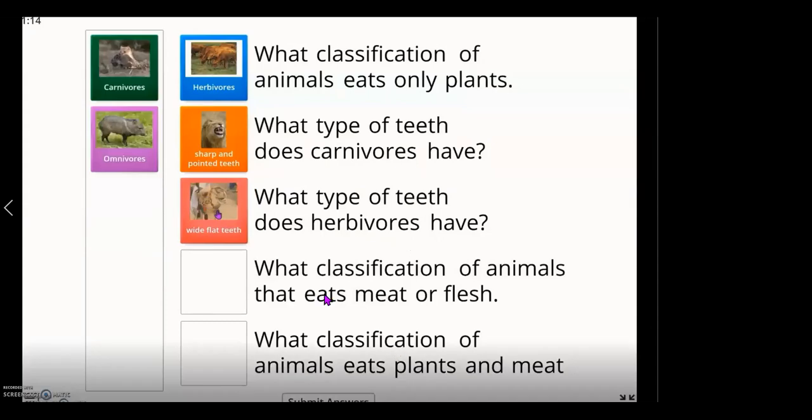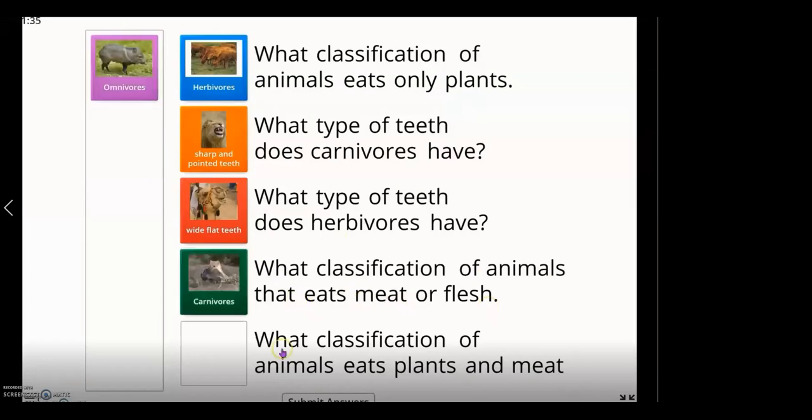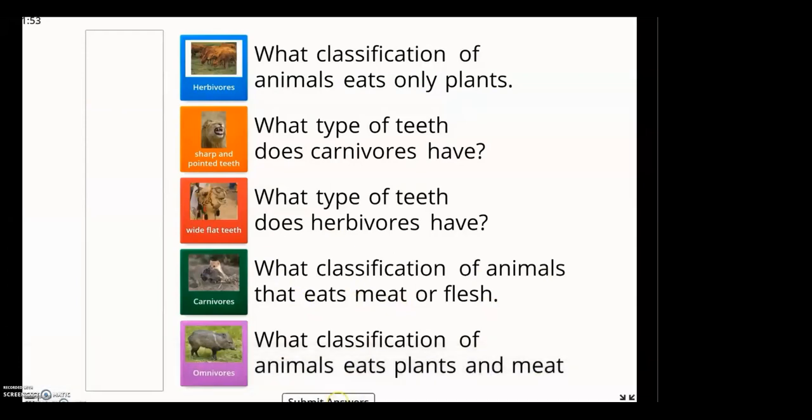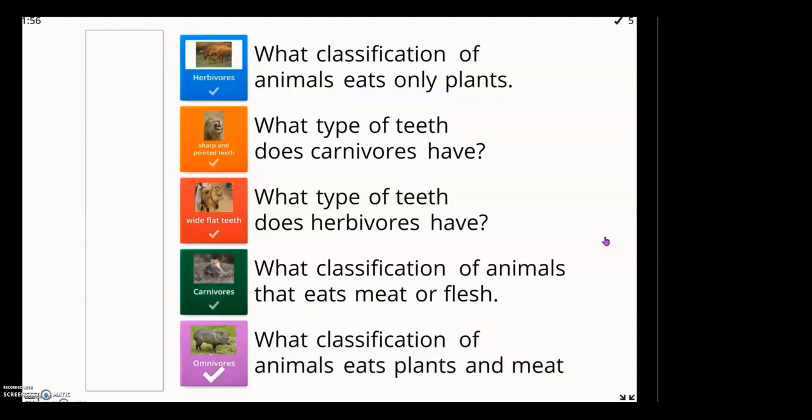The fourth question. What classification of animals eats meat or flesh? Carnivores. The last one. What classification of animals eats plants and meat? Omnivores. Okay, let's try. Then we will submit the answer to check if all the answers are correct. Let's see. Very good, class. They are all correct.